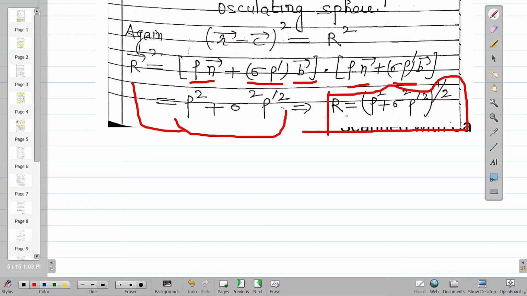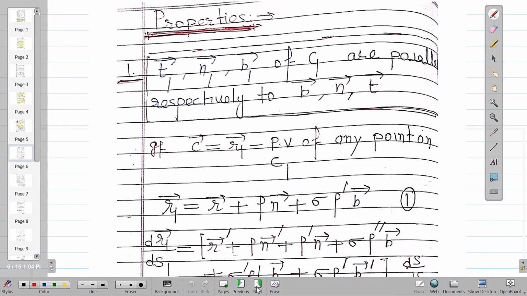That is, C is the position vector of the center of the osculating sphere, and what is R? R is the radius of the osculating sphere. Now remember these two results, they will be used in the properties that are very important from the examination point of view. So now the properties.